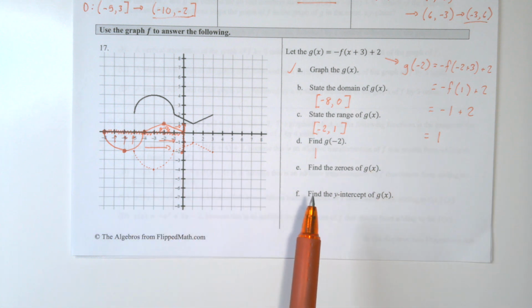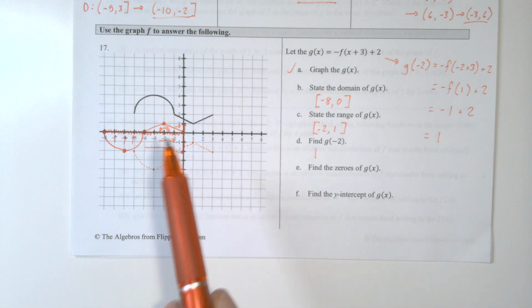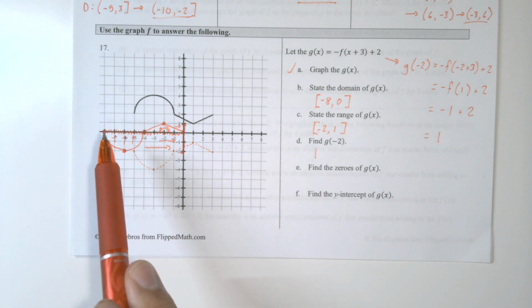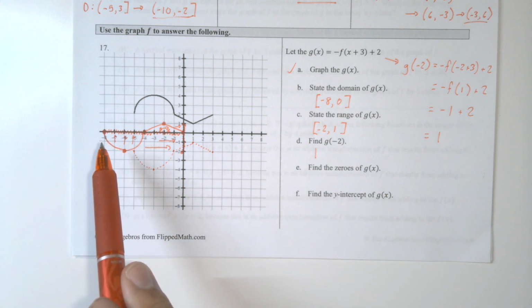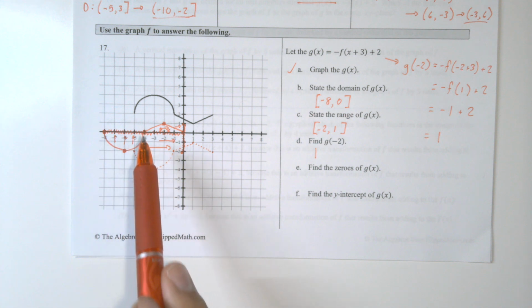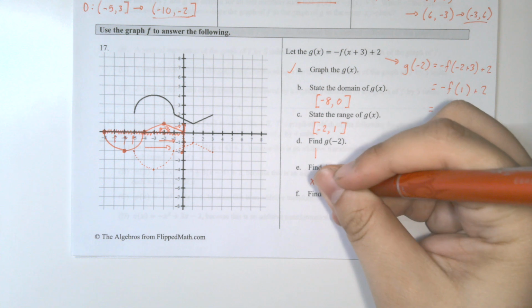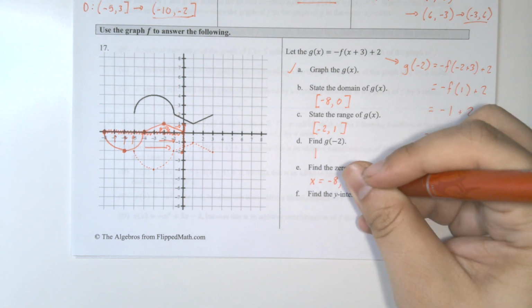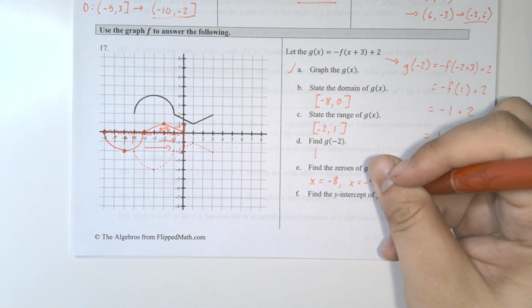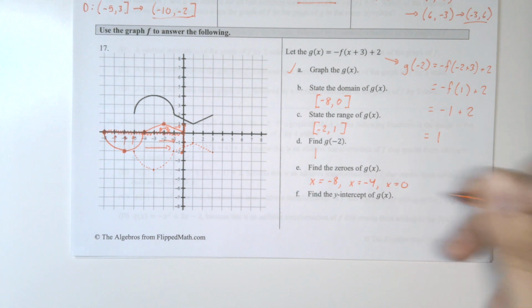So for part E, we want to find the zeros of g of x. The zeros are just going to be where our function touches the x-axis. So that's going to be at -8, -4, and 0. So we have x is equal to -8, x is equal to -4, and x is equal to 0.